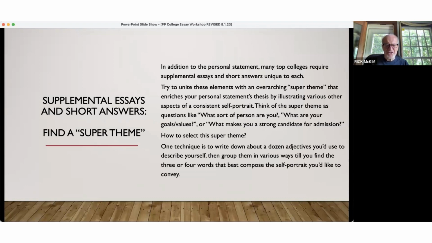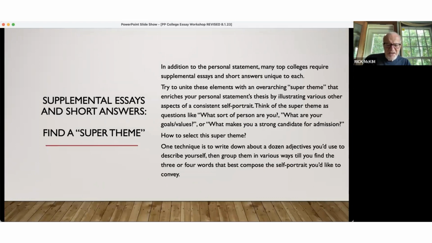And the supplemental essays and short answers are ways of adding color and detail to your self-portrait. So you want them all to hang together in a way so that you appear to be a coherent character, a whole person. And you want them to have color, and you want them to add something to your thesis, not just repeat the thesis of your personal essay. You try to unite all the elements, the various essays and short answer questions, into an overarching super theme that enriches your personal statement's thesis by illustrating aspects of a consistent self-portrait.